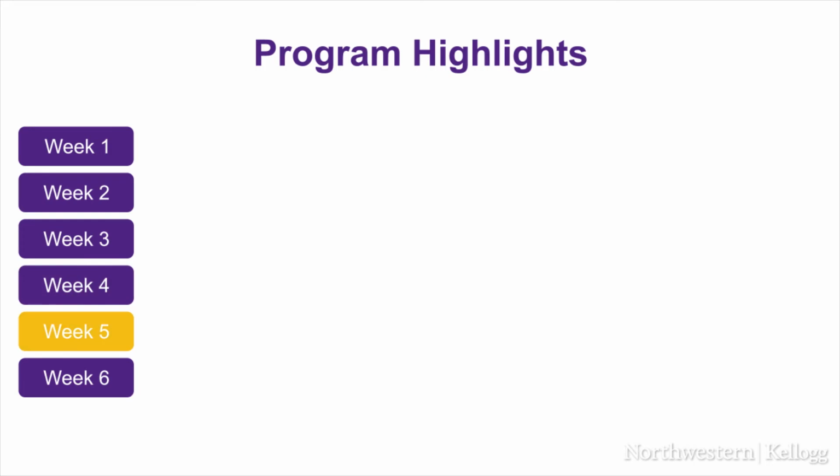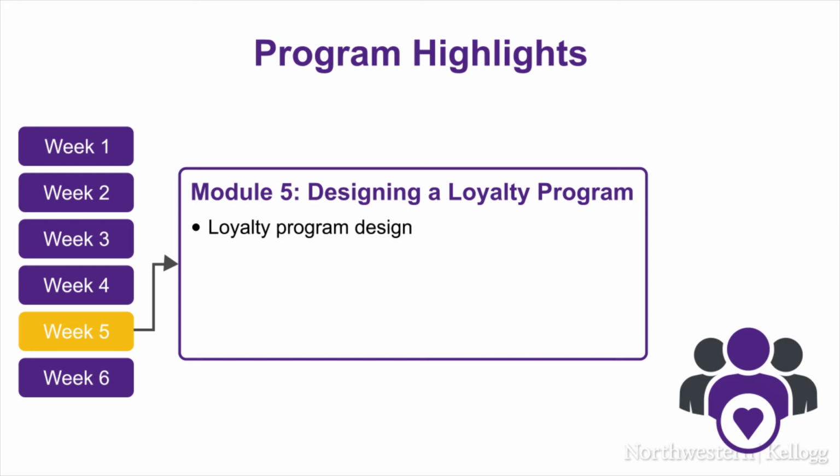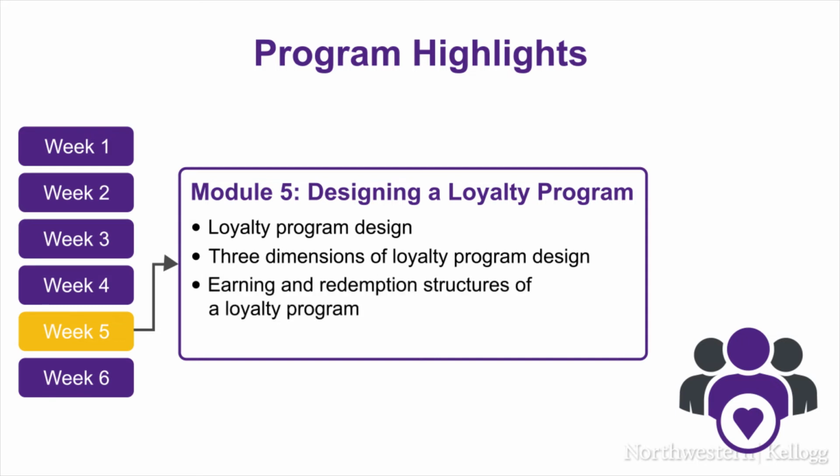Then in week 5, we're going to talk about how to actually design a loyalty program. We're going to start with 2 different definitions of a loyalty program, and then explain from a very practical viewpoint the 3 dimensions of loyalty program design, and explain how to structure the earning and redemption sides of a loyalty program if we're using a points currency mechanism. We're going to talk about operational requirements for loyalty program functions, organization, and accounting.